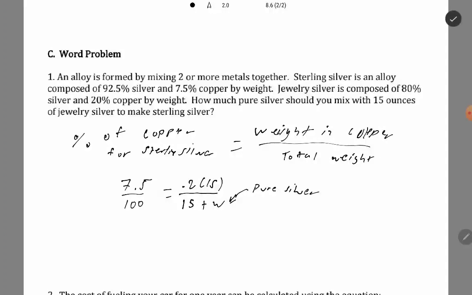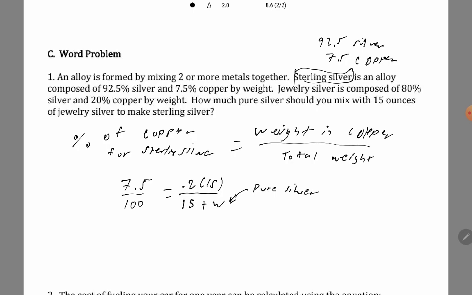So just to back up, we know that sterling silver is made up of 92.5% silver and 7.5% copper. So since we know that, that's why I put percentage of copper for sterling silver, 7.5 over 100, equals the amount of copper we use, which is 20% of the 15, divided by the total weight, 15 plus W, where W is the pure silver.